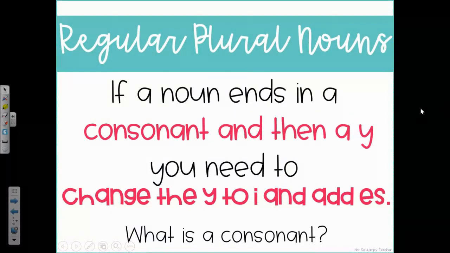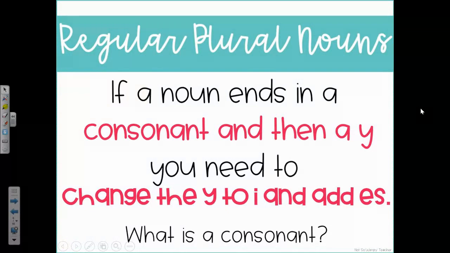If a noun ends in a consonant and then the letter Y, you need to change the Y to an I and add ES. First, you need to remember what is a consonant. A consonant is any letter in the alphabet that is not a vowel. So remember, our vowels include A, E, I, O, U. So consonants are all the other letters like B, C, D, F, G, H, J, and so on. Okay, everything except for a vowel.